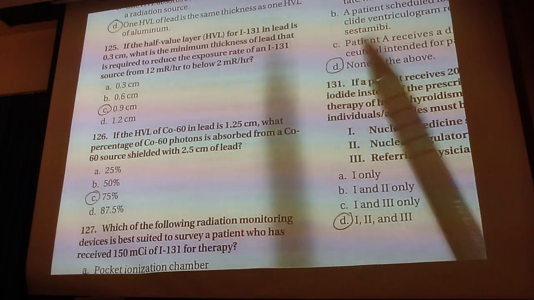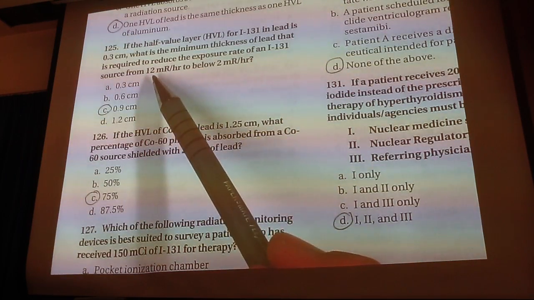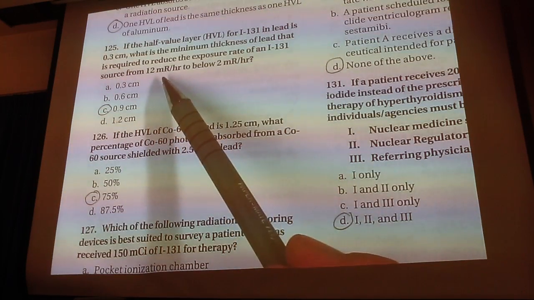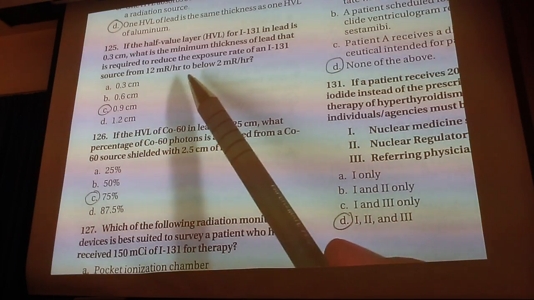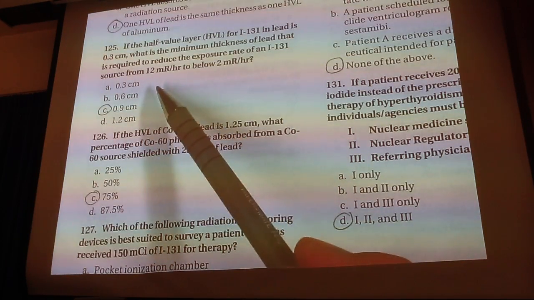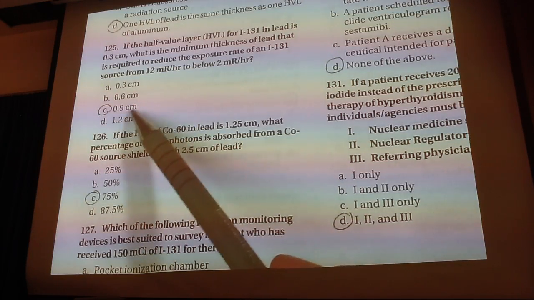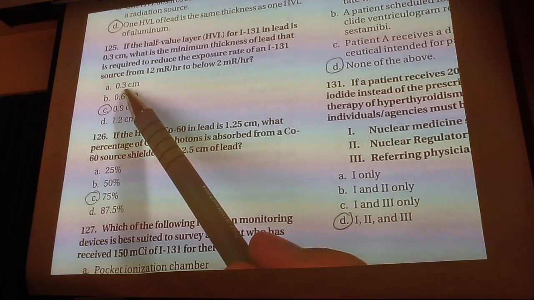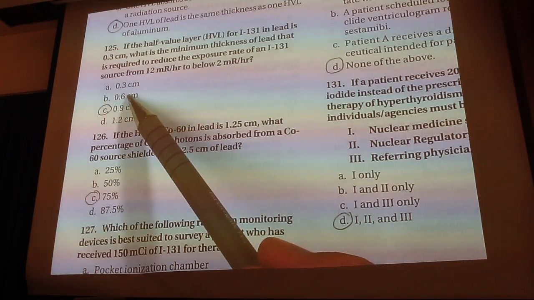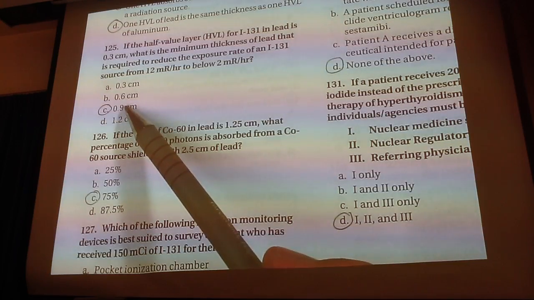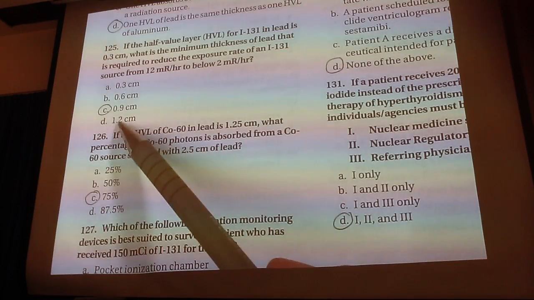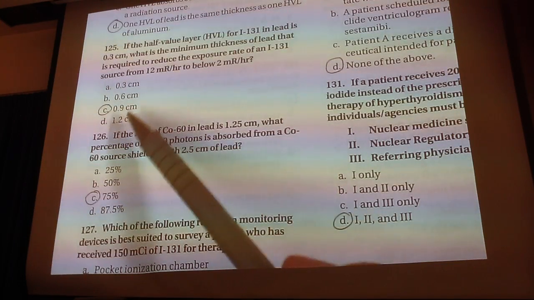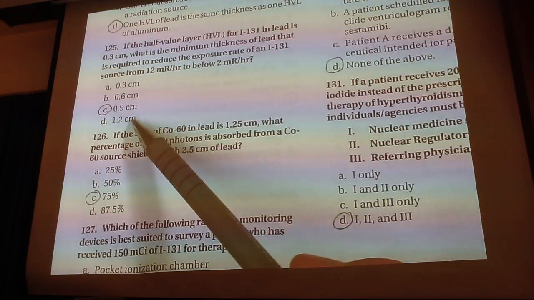The quickest way is to say, okay, one half value layer will reduce that to 6. Another half value layer will reduce that to 3. That's 2 half value layers, and a little bit more than that gets it to 2. So 0.3 centimeters is one half value layer, this is 2 half value layers, this is 3 half value layers, so that would be the closest correct answer. And then this would be 4 half value layers. Does that make sense? So sometimes they'll get it close.